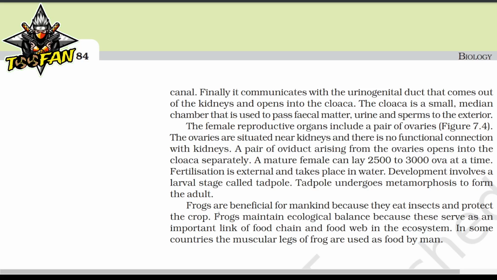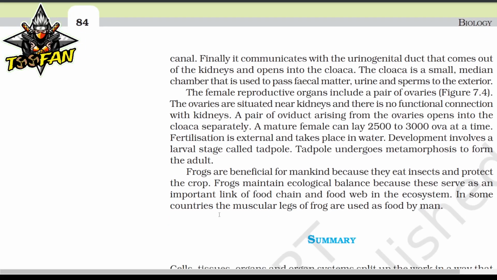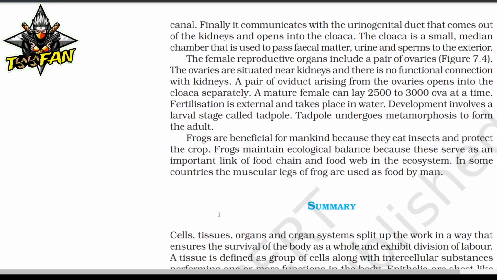Frogs are beneficial for mankind because they eat insects and protect the crop. Frogs maintain ecological balance because they serve as an important link of food chain and food web in the ecosystem. In some countries, the muscular legs of the frogs are used as food by men.